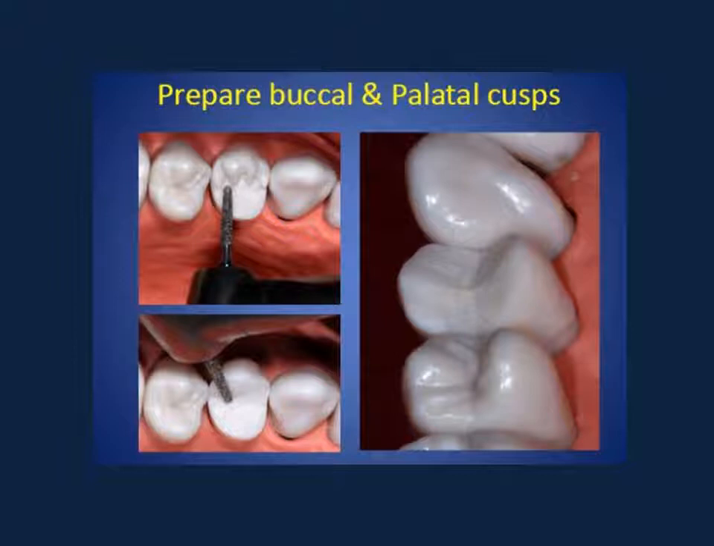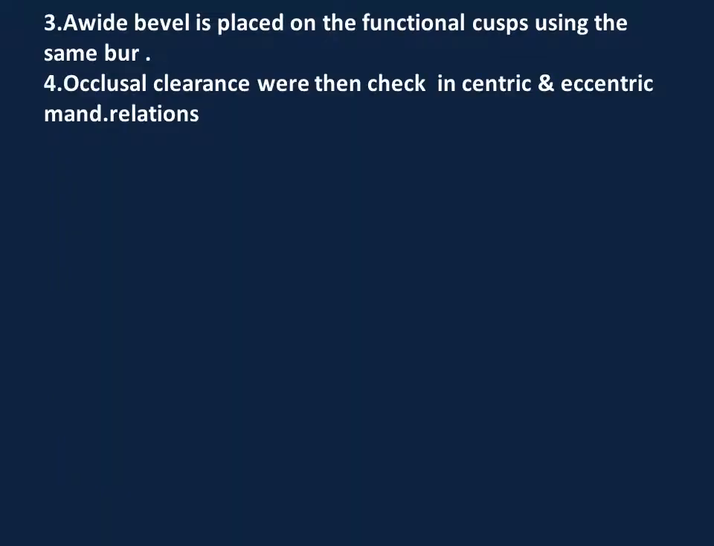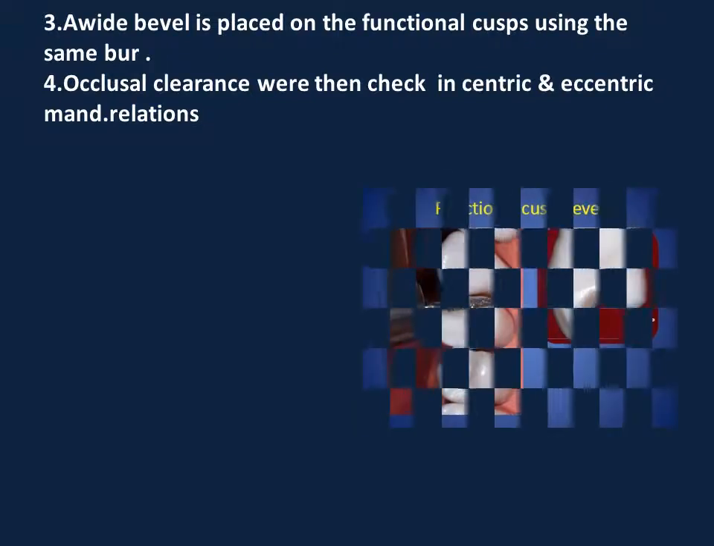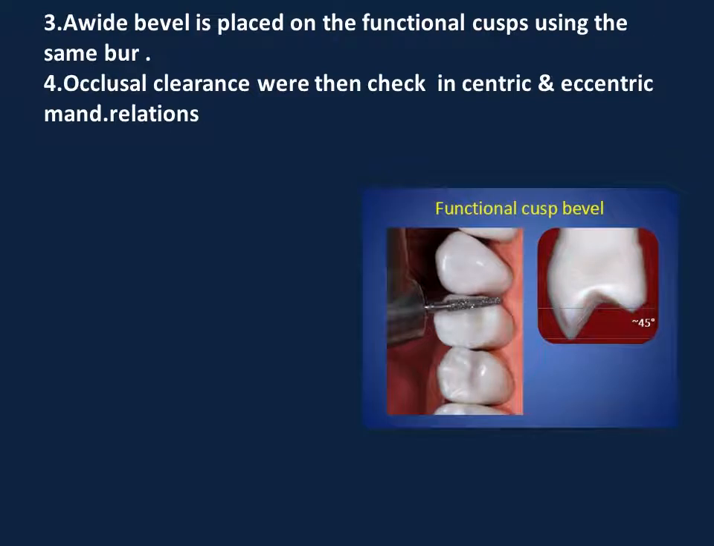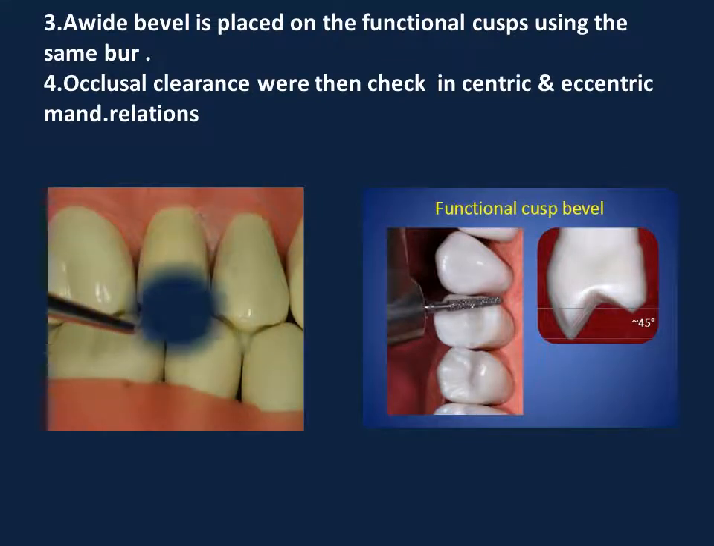After that, we prepare the buccal and palatal cusps following the inclination of the tooth until the depth orientation grooves disappear. After that, we place a wide bevel on the functional cusp using the same bur. Finally, the occlusal clearance should be checked in centric and eccentric, as you see in this picture.